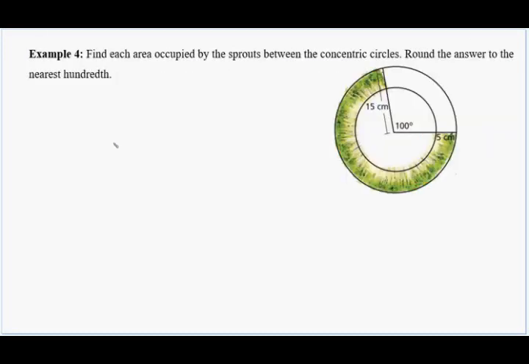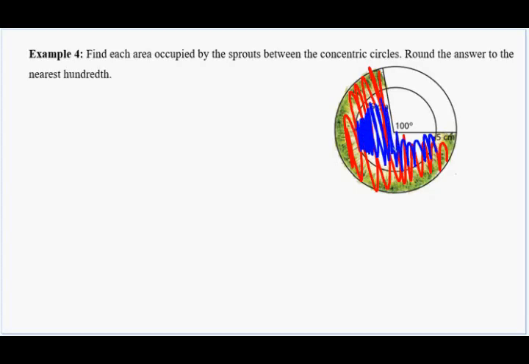All right. Example 4. This is a little bit of a thinker too. Find each area occupied by the sprouts between the concentric circles. So here, the part we see in the picture that's green, we want that. So what we're going to do here is find, I'm going to scribble over this in red ink, all of this area, and then we subtract out the area of the smaller sector in blue, what we'll be left with is just the area that those sprouts are in.